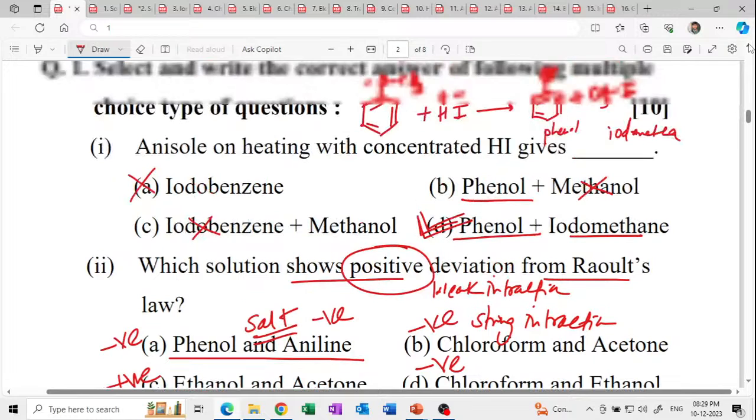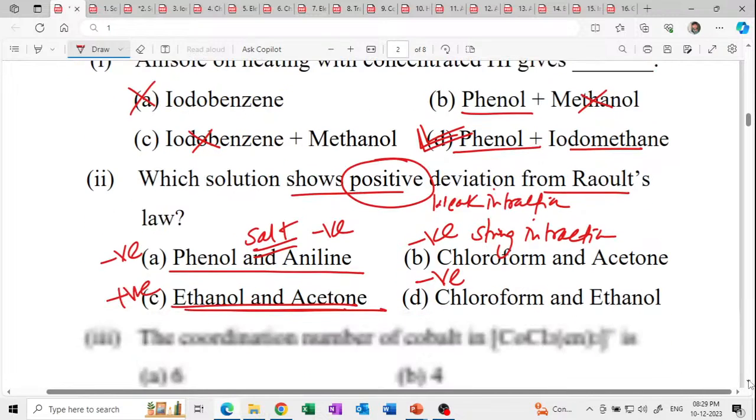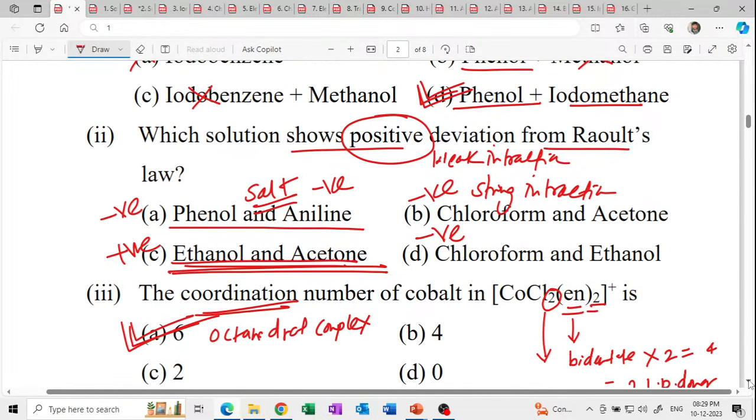Number 1: anisole on heating with concentrated HI gives a phenol plus iodomethane. Number 2: which solution shows a positive deviation from Raoult's law? That's ethanol plus acetone. And the remaining 3 options are for the negative deviations.